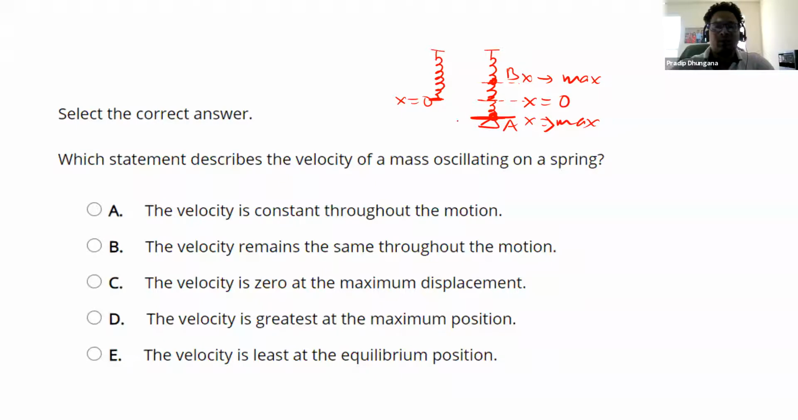Now think about what will happen to its velocity at a position where displacement is 0, and at a position where displacement is maximum. Try to answer this question. I'll give you some time.